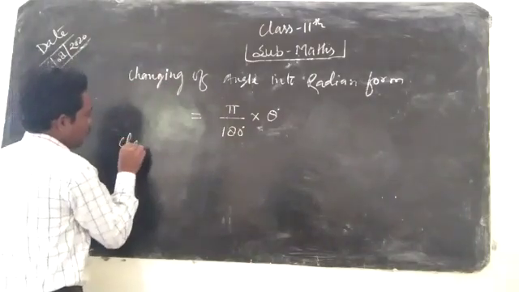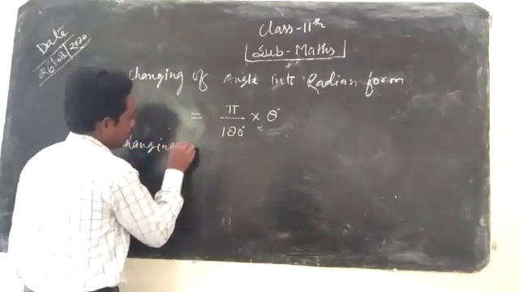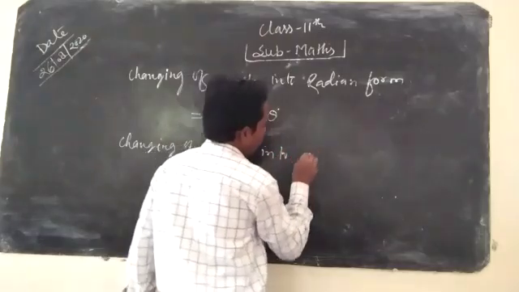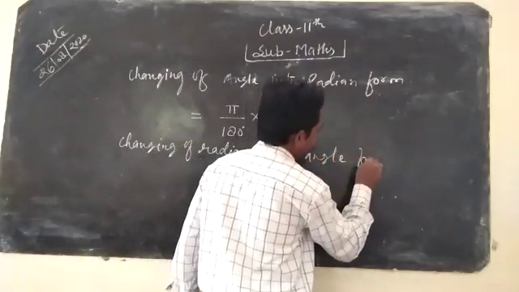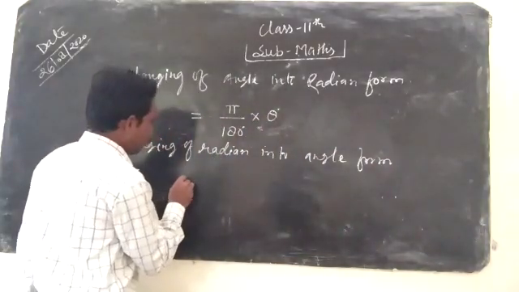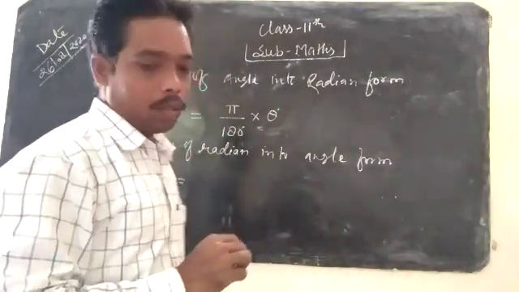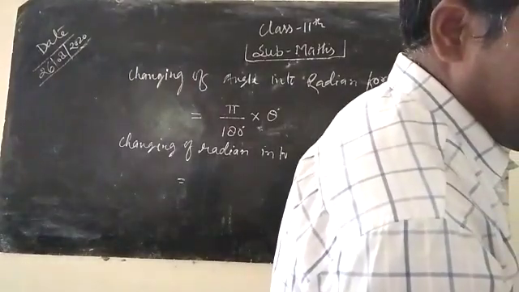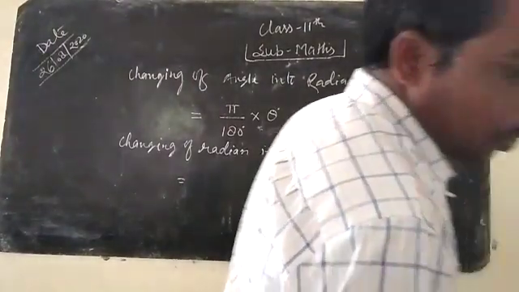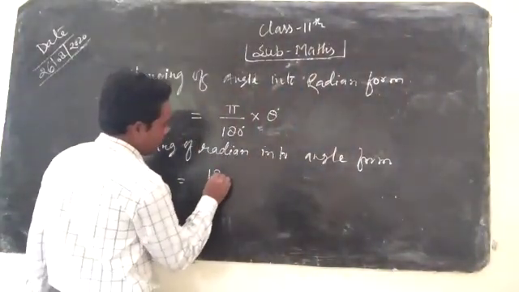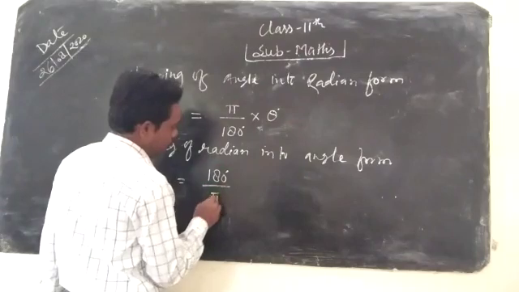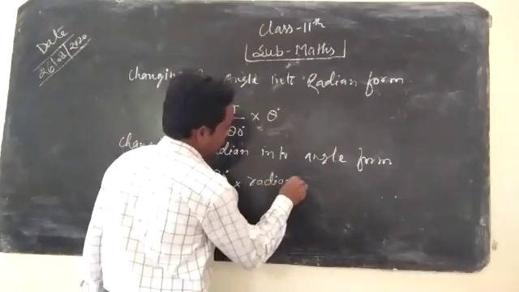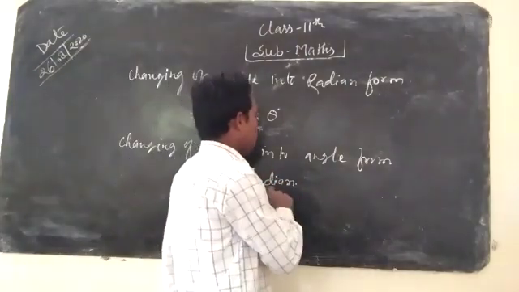And changing of radian into angle form is equal to 180 divided by pi into radian.